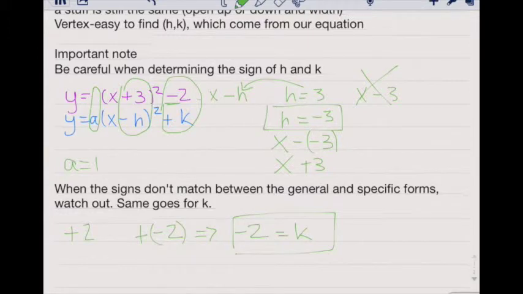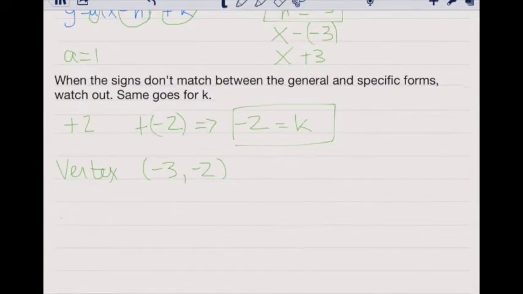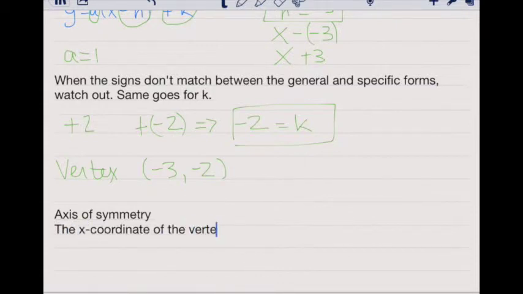Be careful here. We know our vertex comes from h and k. H is minus 3 and k is minus 2. Our vertex is now easy to find. Our x coordinate comes from h, which is negative 3, and our y coordinate comes from k, which is negative 2. Lastly, we consider the axis of symmetry, and this is the x coordinate of the vertex. So in this case, it's x equals negative 3.